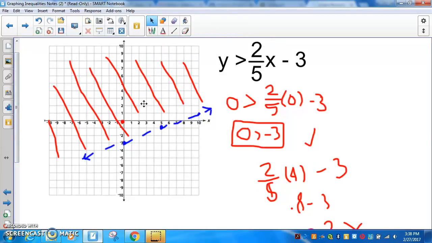And that's it. If you're struggling with slope-intercept form, I recommend that you go back and look through my channel. You can find some other videos on YouTube over graphing things in slope-intercept form. Otherwise, I'm going to post another video about the shading business to talk a little more about that.